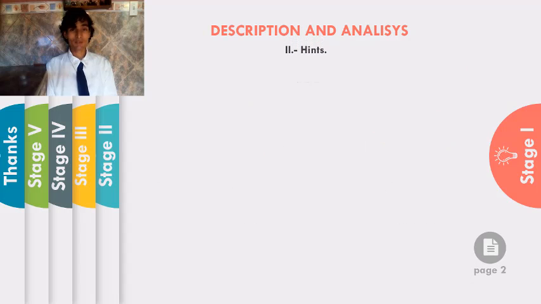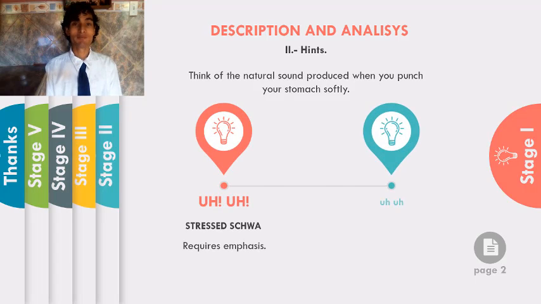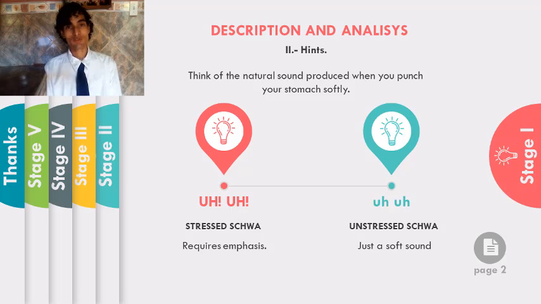In the same page of the handout, we will find the hints to produce the sounds. To produce these two sounds, think of the natural sound produced when you punch your stomach softly. The stressed schwa requires emphasis, while the unstressed schwa does not. It is just a soft sound.